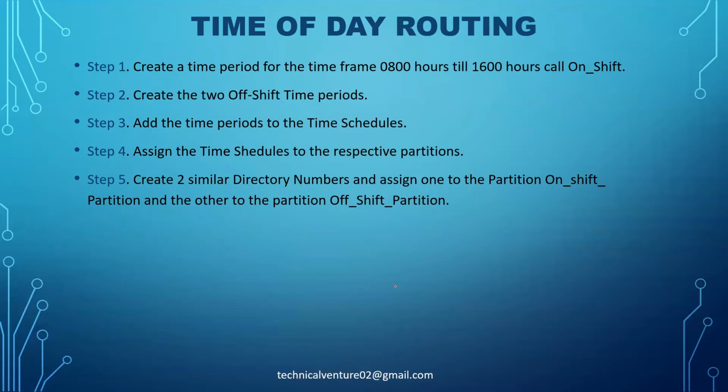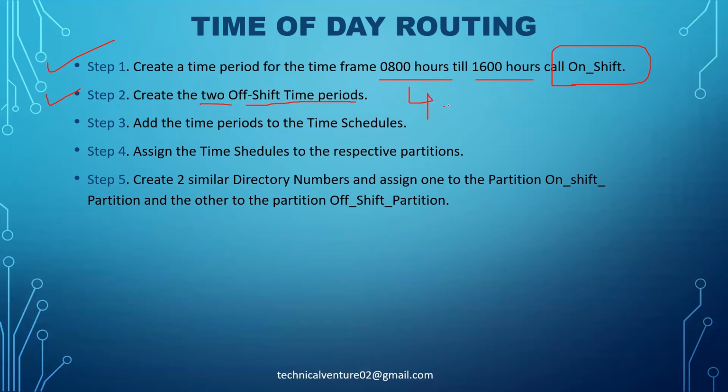So now what are all the steps we need to do? These are the main 5 steps. First step is we need to create a time period. We can create a time period for the time frame between 8 hours till 4 hours, so 8 a.m. to 4 p.m. We will create one time period, and we will name it the on shift time period. Then we will create two off shift time periods. Now this is the thing which I just discussed.